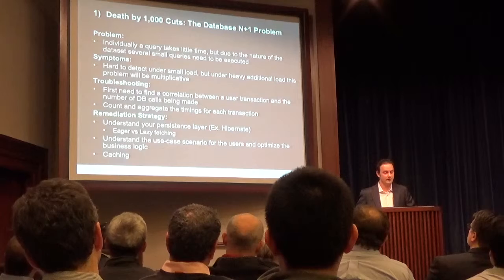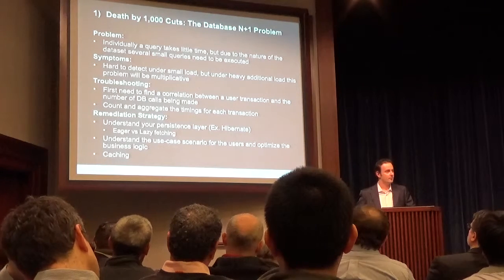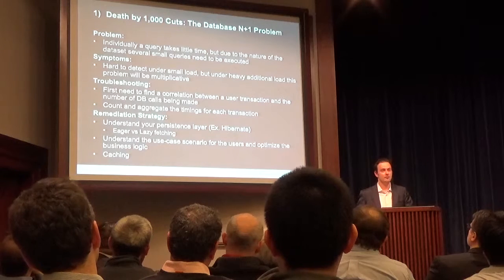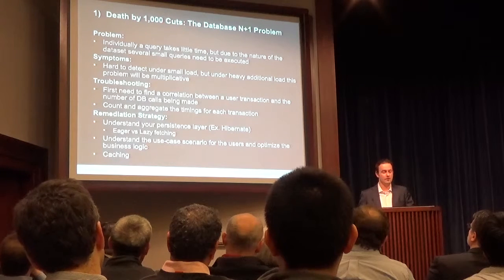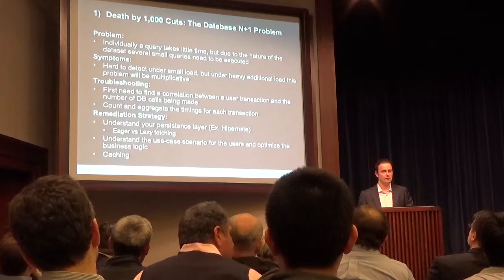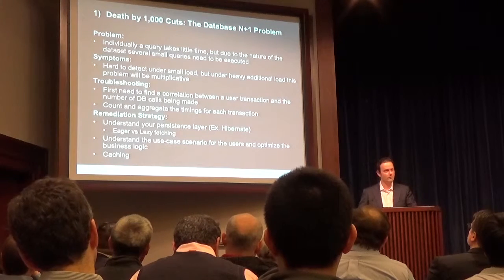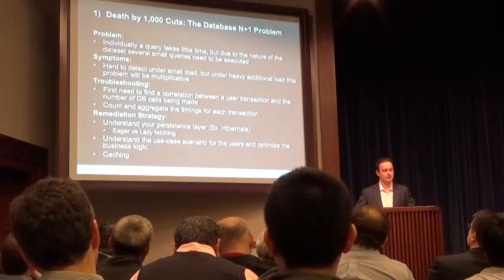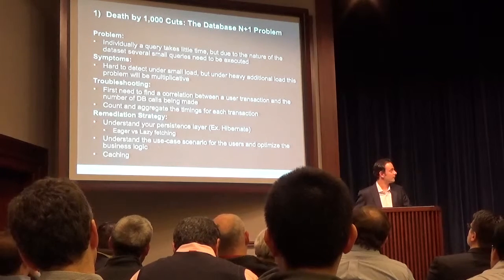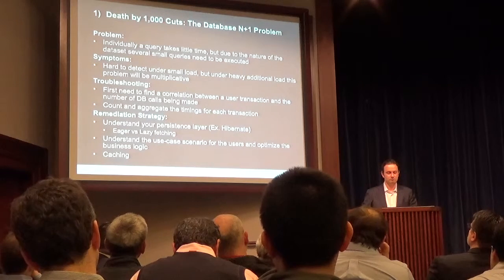The symptoms of that, as you saw just earlier, are that it's hard to detect under small load. It typically requires high load and stress testing, or sometimes a production environment when the user does something weird. The way you can troubleshoot that is you have to find a correlation between a particular user interaction, what they were doing, and the number of calls that particular transaction is executing. You can do it in various ways, but ultimately you have to count and aggregate the timings of each one of these transactions.